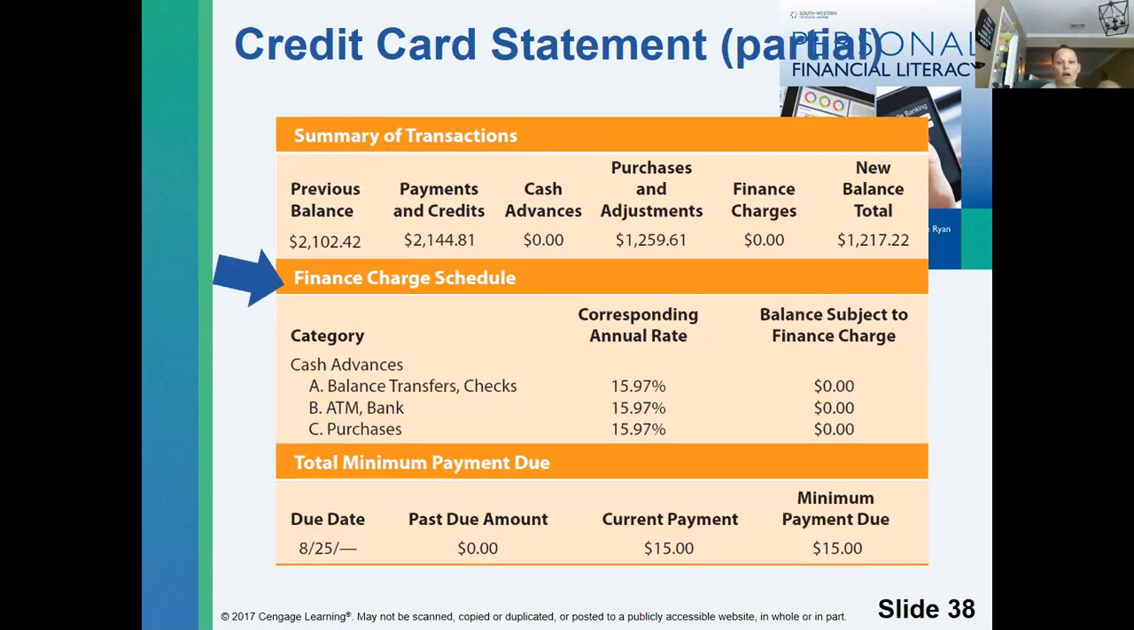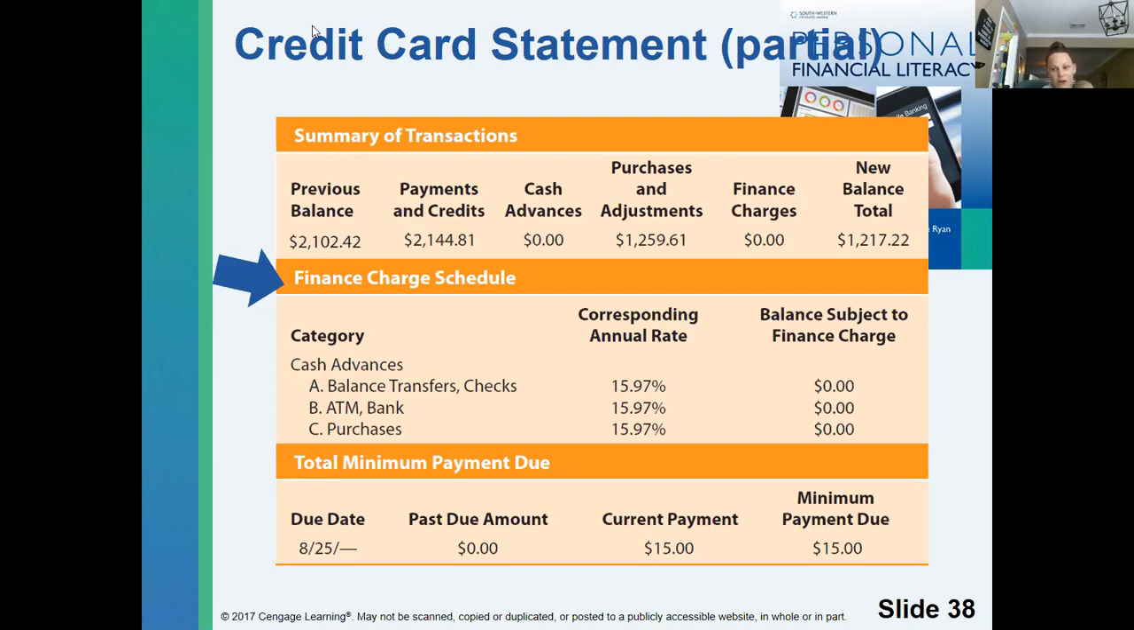So this is an example of a partial credit card statement. You can see that there is a section that says finance charge schedule. It might be labeled a little bit differently, but you can see for cash advances here, the annual rate is 15.97%, and it's kind of broken down. Up above, the top part, the summary says the previous balance, the payments, no cash advances, purchases and adjustments, finance charges, and then the new balance.